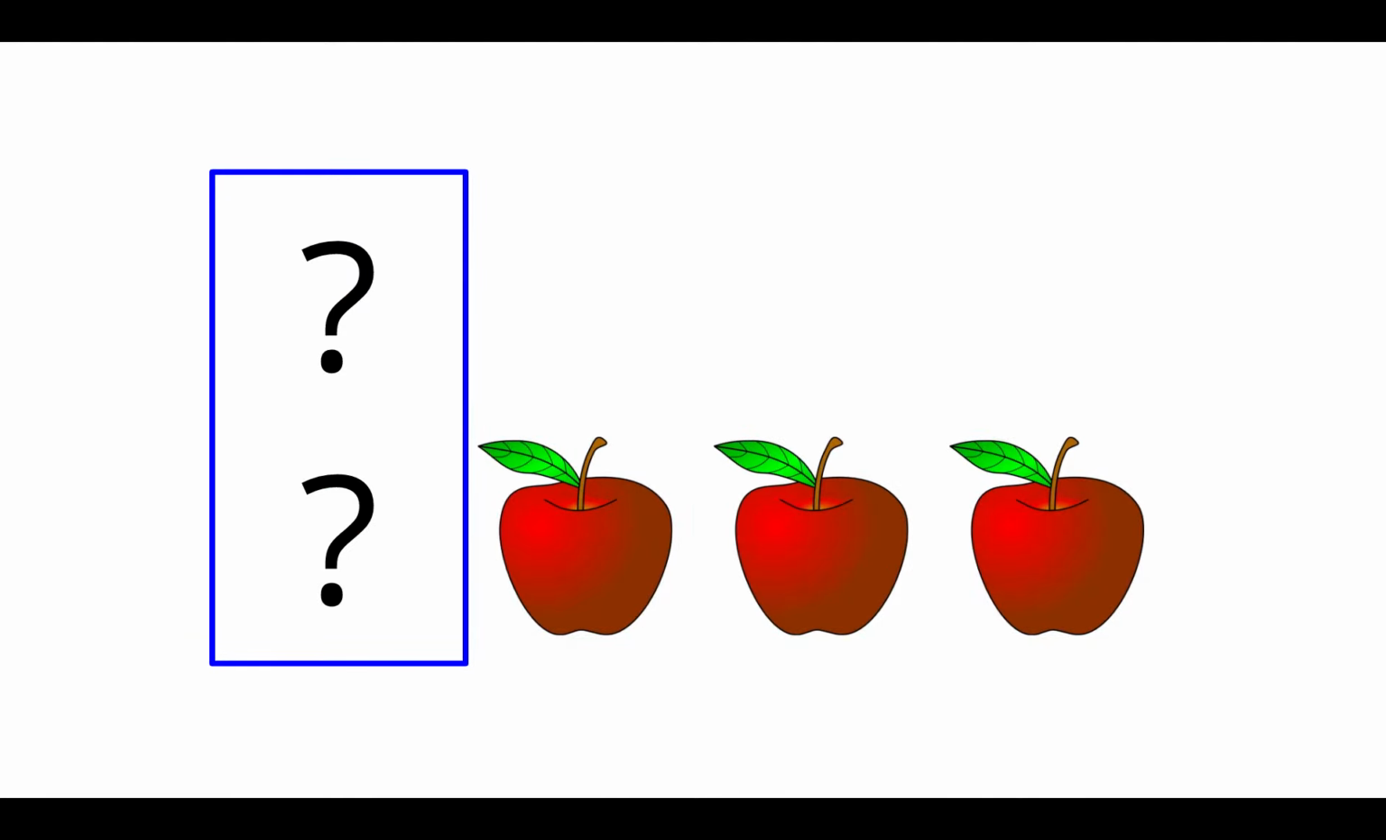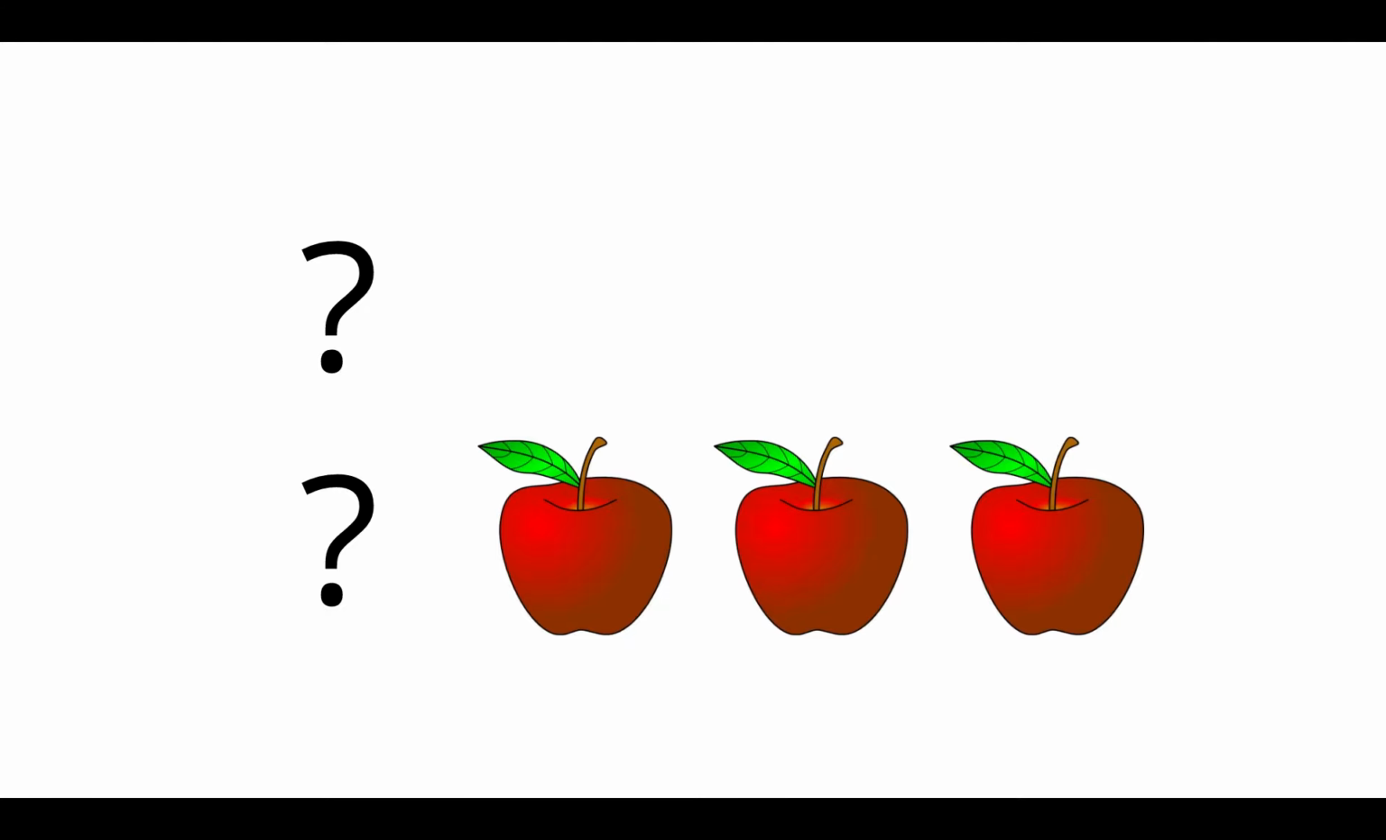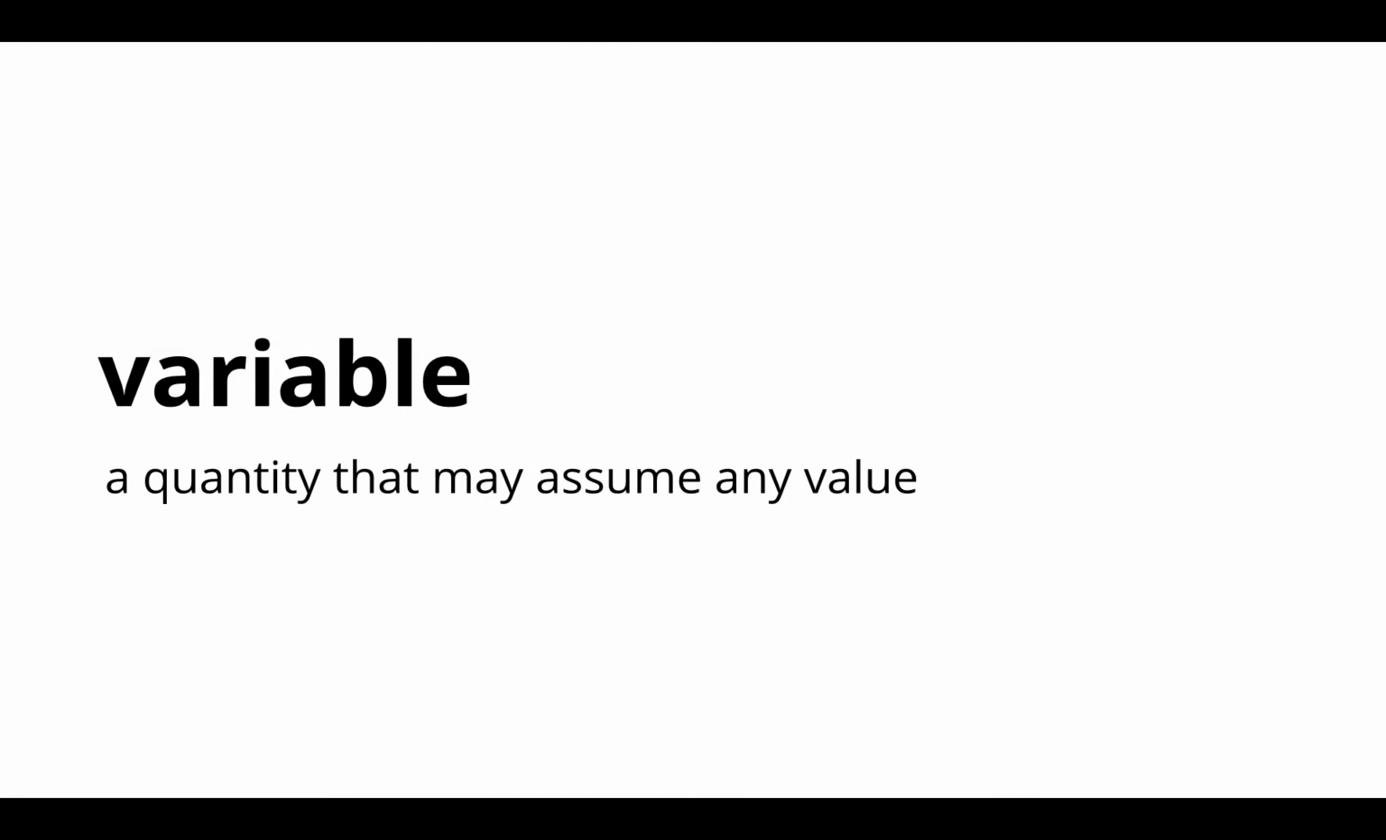Suppose we didn't know how many apples were on top, and so we also didn't know exactly how many were on the bottom. Well, we can represent this with a variable. A variable is a quantity that may assume any value. It's a symbol for a value we don't know.